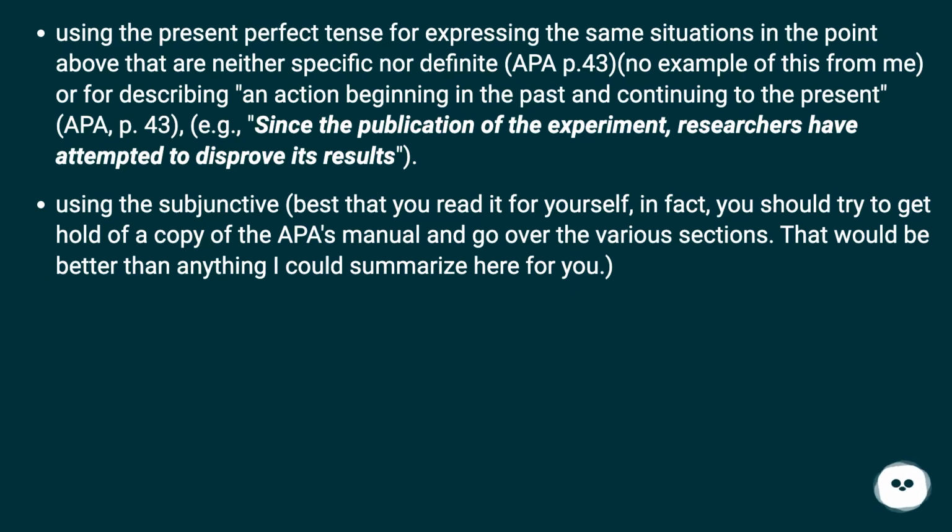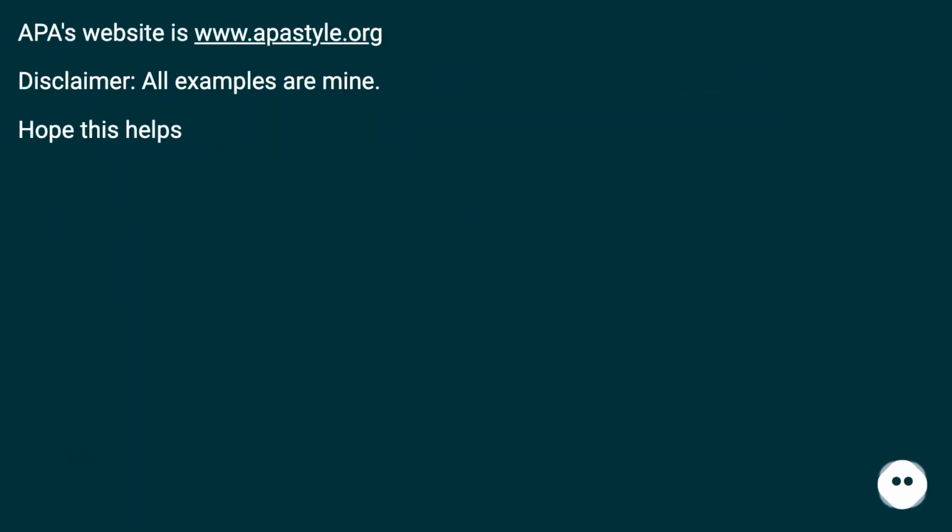Or for describing an action beginning in the past and continuing to the present (APA, p. 43). For example, since the publication of the experiment, researchers have attempted to disprove its results. Using the subjunctive, best that you read it for yourself. In fact, you should try to get hold of a copy of the APA's manual and go over the various sections. That would be better than anything I could summarize here for you. APA's website is www.apastyle.org. Disclaimer, all examples are mine. Hope this helps.